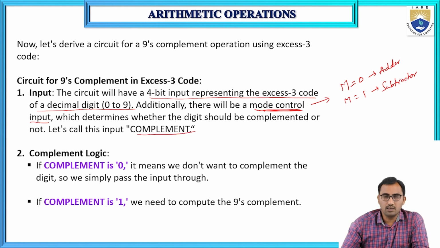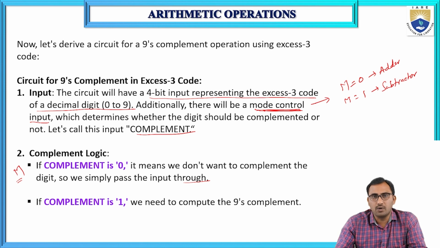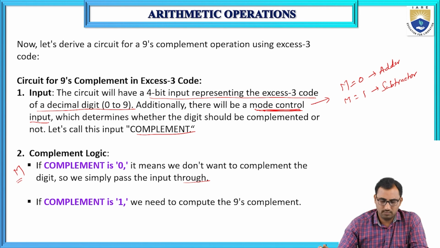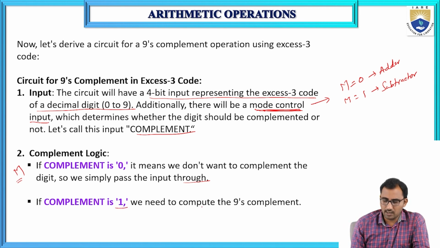That's why we can call the mode control input the complementer input. Coming to the complement logic: if complement is equal to 0, it means we don't want to complement the digit, so we simply pass the input through. So when m is equal to 0, we are not complementing the given input. We complement the input only if m is equal to 1, and then we compute the 9's complemented value.